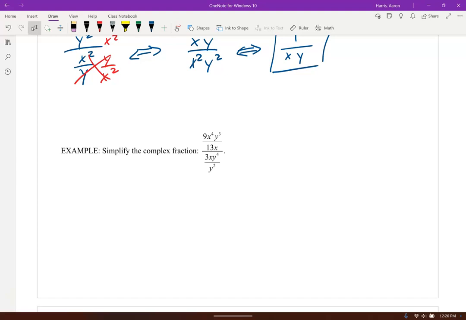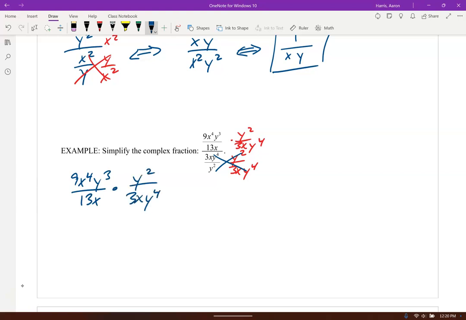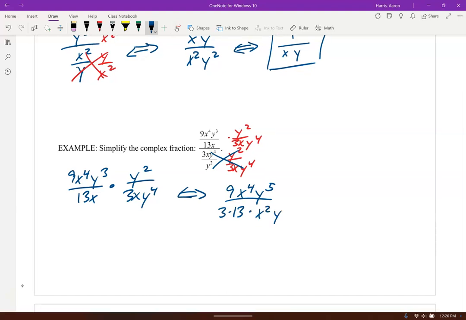Similarly here, let's multiply by the reciprocal. So times y squared over 3xy to the fourth, y squared over 3xy to the fourth. So we have 9x to the fourth, y to the third over 13x. And so this becomes, I have a 9x to the fourth, I have 5 y's on the top. On the bottom I have a 3 and a 13, and x and x squared, y to the fourth.